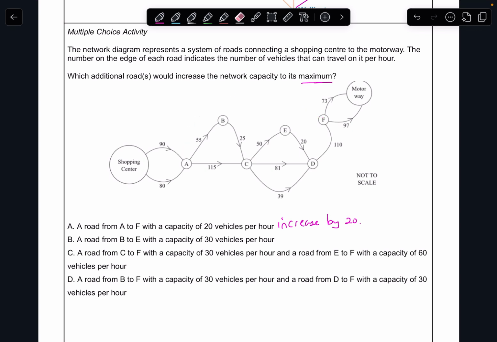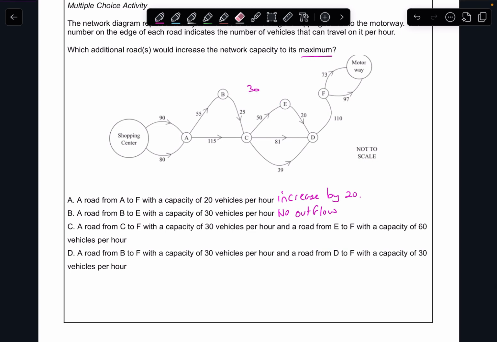I'm just going to delete this so I can see a bit better. All right, so the next one says a road from B to E with a capacity of 30. So let's look at that. Okay, so remember we just said that was 170. That's got 55 coming through, only 25 coming out. So I could send 30 there. The only problem is that I've only got 20 coming out of that, and I've already got 50 going in. So that's not going to be helpful. So there's no room for outflow. That one's not going to help. Okay, let's get rid of that one then. We don't like that.